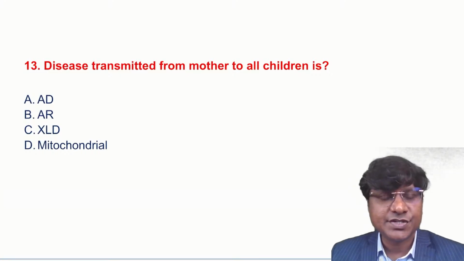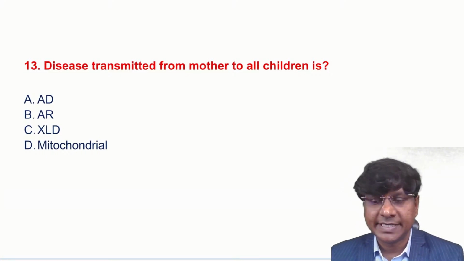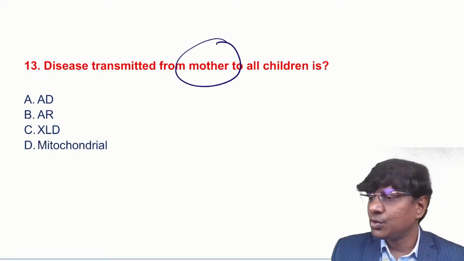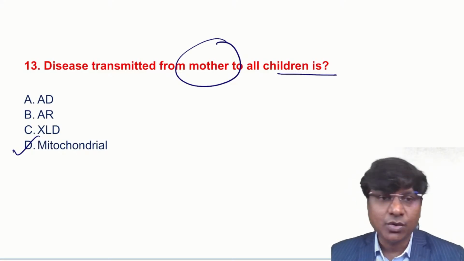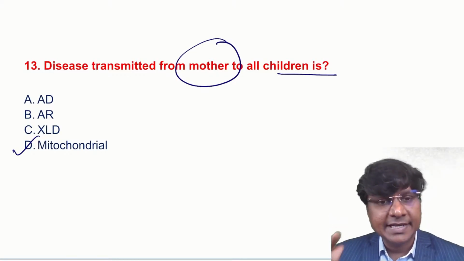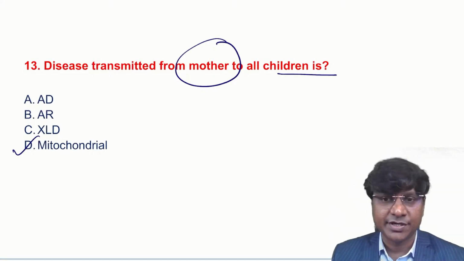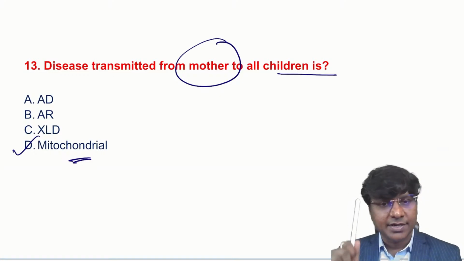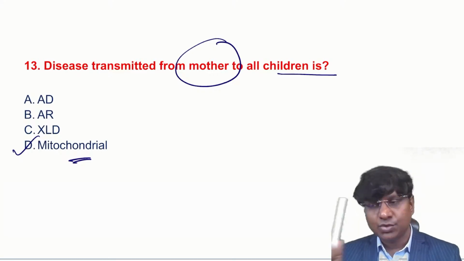Yes, disease transmitted from mother to all children is your mitochondrial disease. Mitochondrial DNA is inherited only from the mother. Hence, all children inherit the defect. However, only daughters continue to pass it to the next generation. So mitochondrial disorders, or mitochondrial DNA, is inherited only from the mother to the children, right?